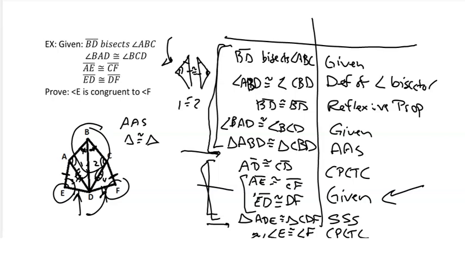All right, hopefully you enjoyed the mother of all proofs. Remember, CPCTC just means corresponding parts of congruent triangles are congruent. Once you prove the triangles are congruent, then you can state that their parts are congruent by CPCTC. It's basically everything we've already done with one extra step.